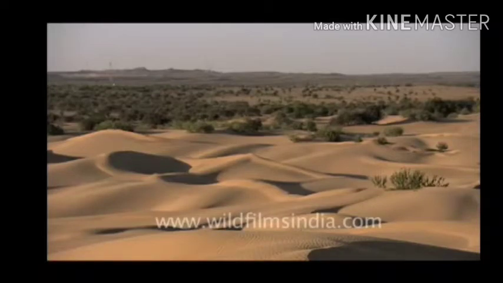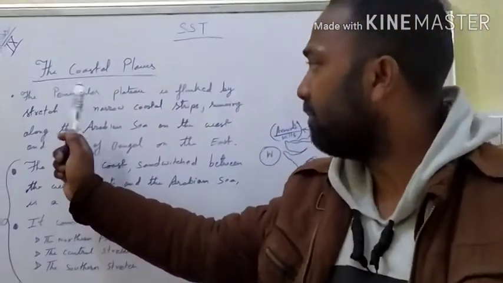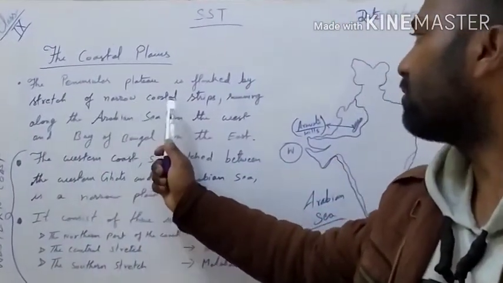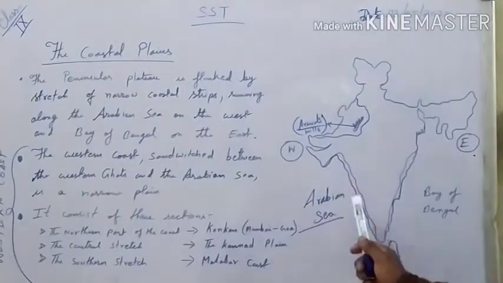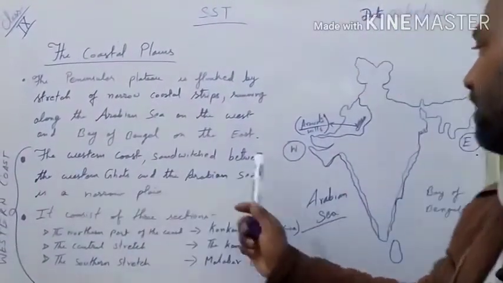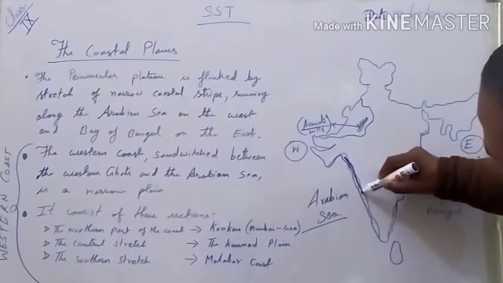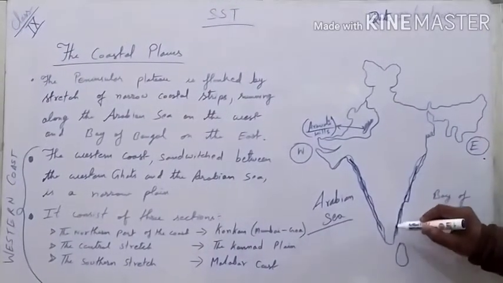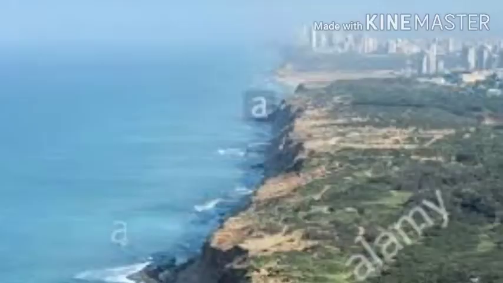Now let us understand the coastal plains. The peninsular plateau is flanked by a stretch of narrow coastal strips running along the Arabian Sea in the west, that is this side, and the Bay of Bengal in the east. These are the narrow strips. These are the coastal plains that flank the peninsular plateau. This is the peninsular plateau, and these plains are called the coastal plains.